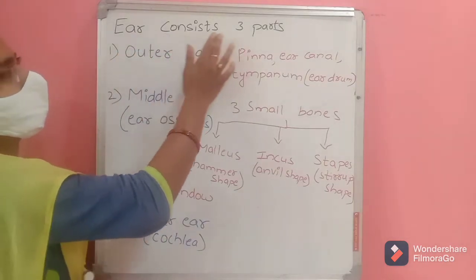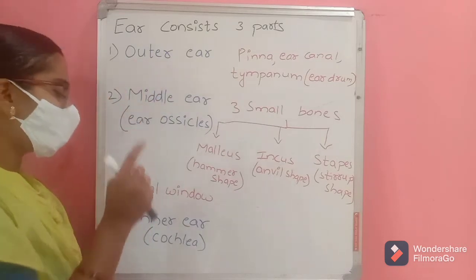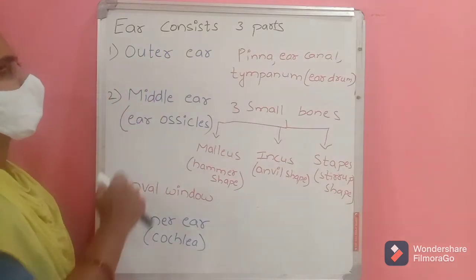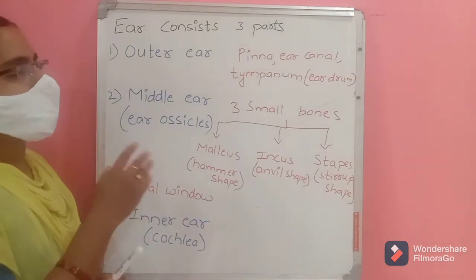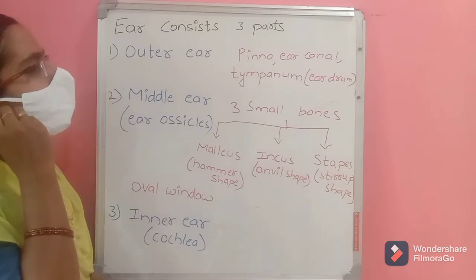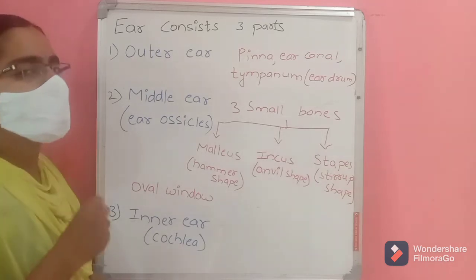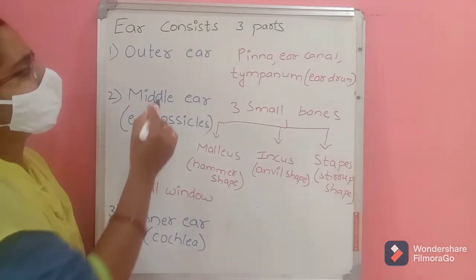This ear consists of three parts: outer ear, middle ear and inner ear. First, the outer ear. This is the pinna. The pinna of the external ear collects the sound, and the sound propagates through the ear canal.